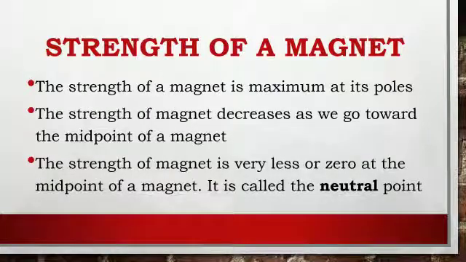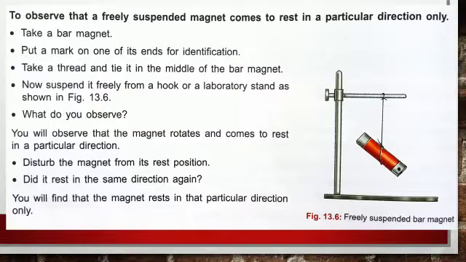Strength of a magnet. The strength of a magnet is maximum at its poles. The strength of a magnet decreases as we go towards the midpoint of a magnet. The strength of a magnet is very less or zero at the midpoint of a magnet and it is called the neutral point.